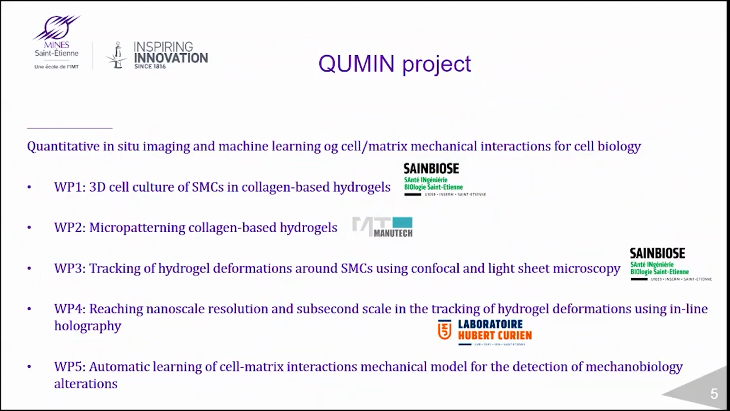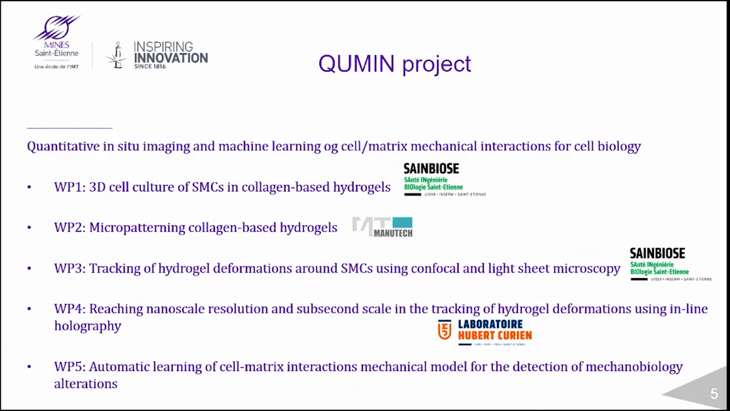So the first package was, first of all, we needed to develop a 3D model for the investigation of the traction forces of the cells. This has been done using collagen-based hydrogels. We wanted something very simple to start. Then a second package is about micro-patterning the collagen-based hydrogels, because you can apply traction force microscopy using an external pattern like fluorescent beads, for instance.